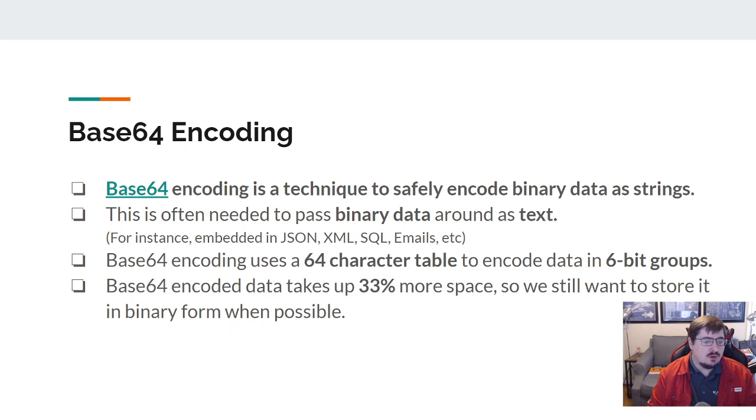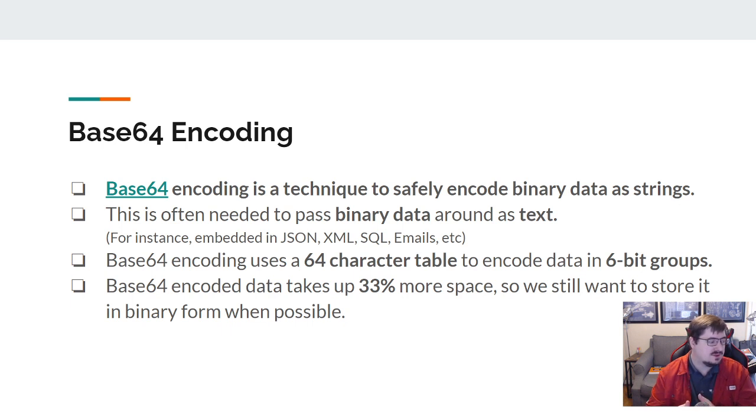Base64 encoding uses a 64-character table, and it encodes data in 6-bit groups. Remember that a byte is 8 bits, right? So a byte can be from 0 to 255, so there are 256 different values for a byte. We're encoding this with literal characters, so we're limited in what we can use. So we're trimming it down to just 64 characters.